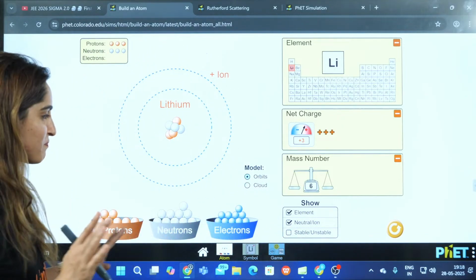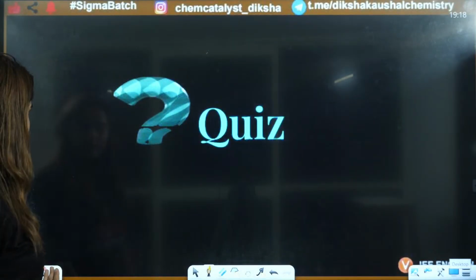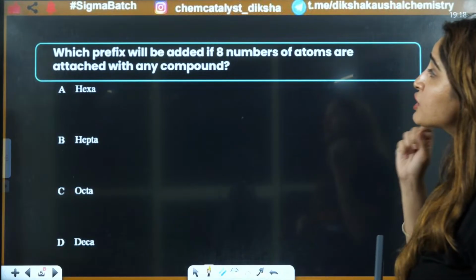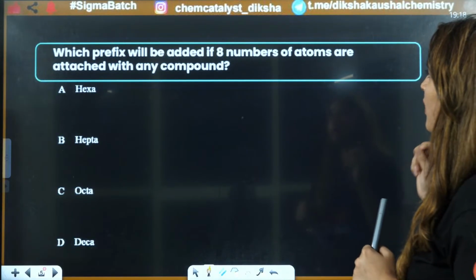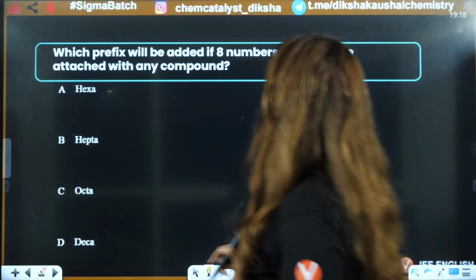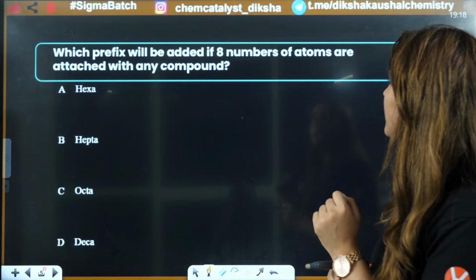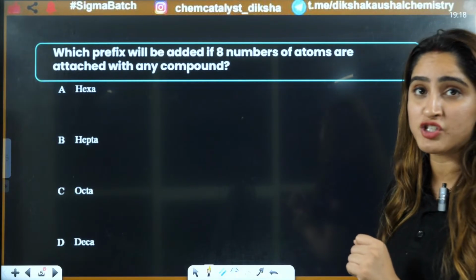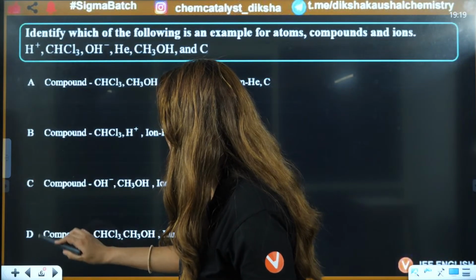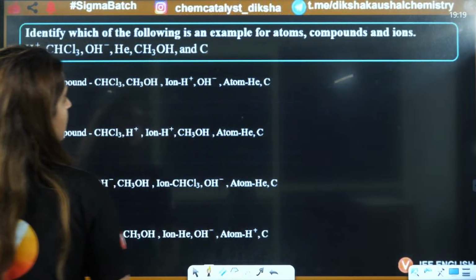Okay. So now, let us see the quiz here. Who is going to answer the quiz? Which prefix will be added to 8 atoms attached to any compound? If 8 atoms are attached, the prefix will be octa.